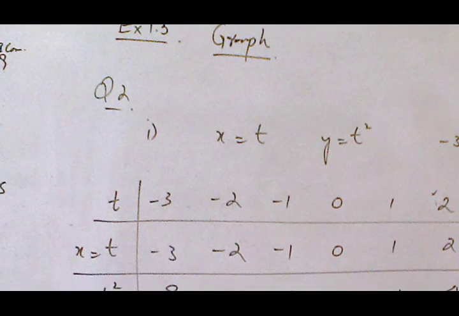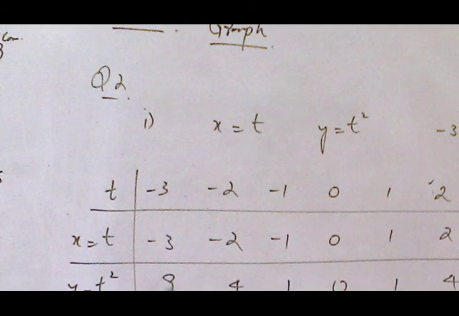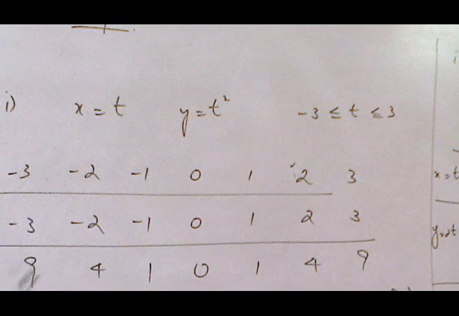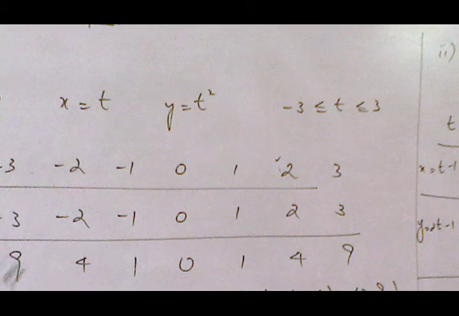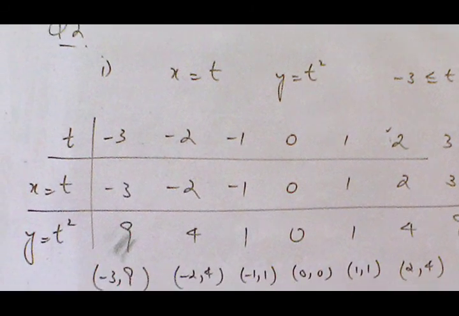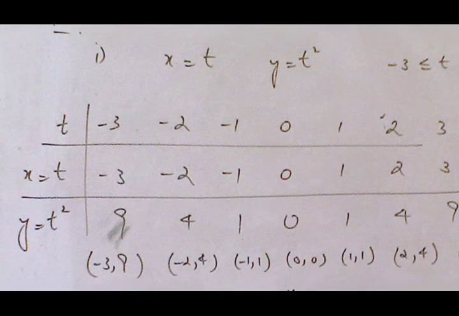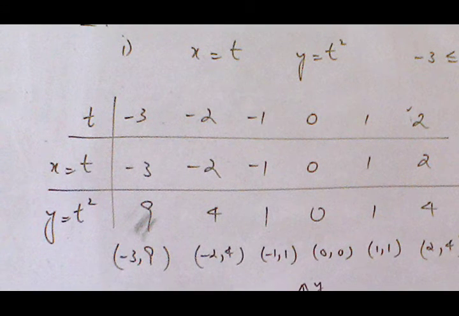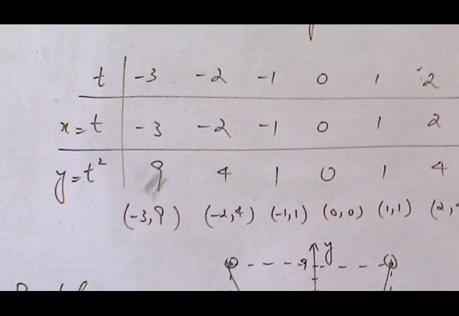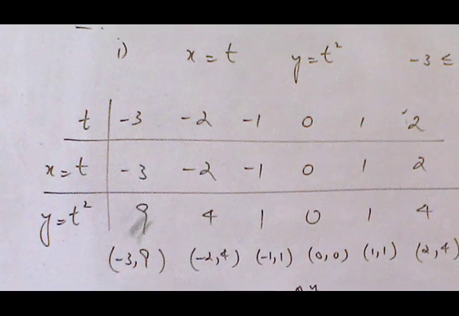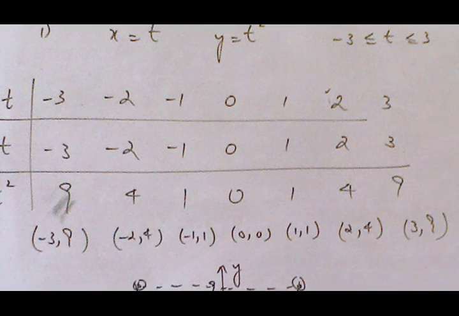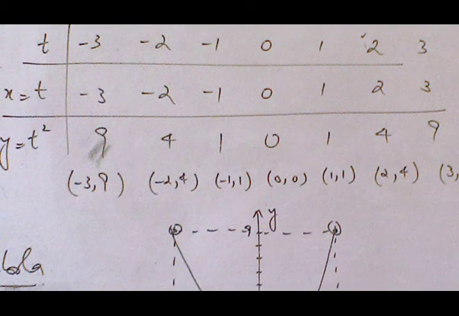Now in this question we have parametric equations: x equal to t, y is equal to t square. Now we have the limit minus 3 to plus 3. Now for t, we put these values: minus 3, minus 2, minus 1, 0, 1, 2, 3. Values of x are the same, because x is equal to t, and y is equal to t square. We square these values: 9, 4, 1, 0, 1, 4, 9, in ordered pairs.